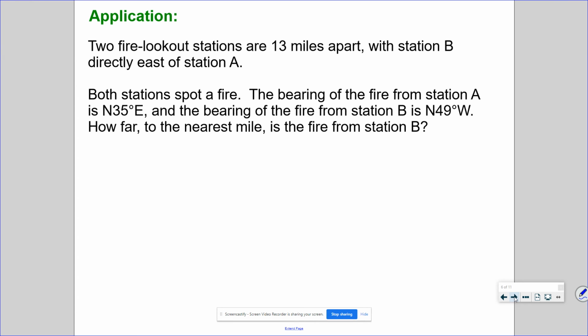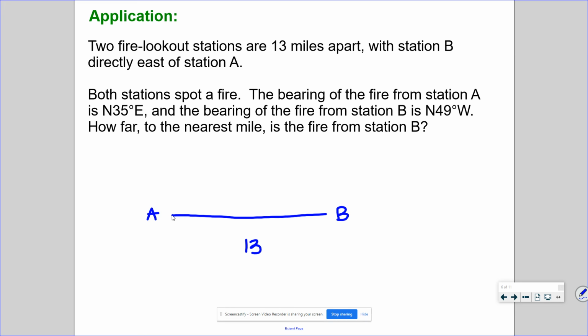All right, let's take a look at an application question. So it says we have 2 fire lookout stations that are 13 miles apart. So maybe this is station 1 here and this is station 2 way over here. And there's 13 miles between them, like this. Both stations spot a fire. Oh, by the way, they call them station A and B. Whoops. Let me relabel that. So station A is to the east of station B, or B is east of A. So this would be A and B, like that.